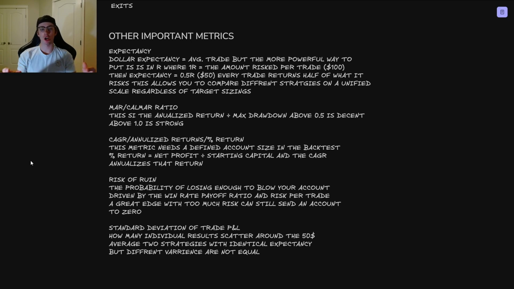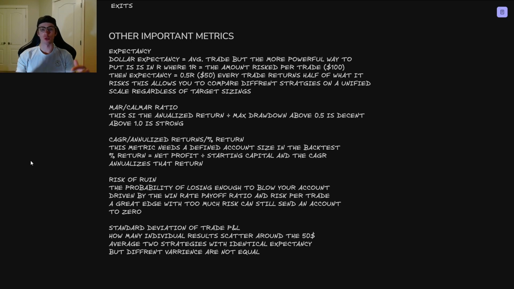So your CAGR, or your annualized returns, percent returns, this metric needs a defined account size to work. So in some backtests you can use a defined account size, in some you can't, so you need to take that into account. Your percent return is just the net profit divided by the starting capital. So it's what's your starting capital and how much did you end with. The percentage between there is your percent return, and then the CAGR annualizes that return.